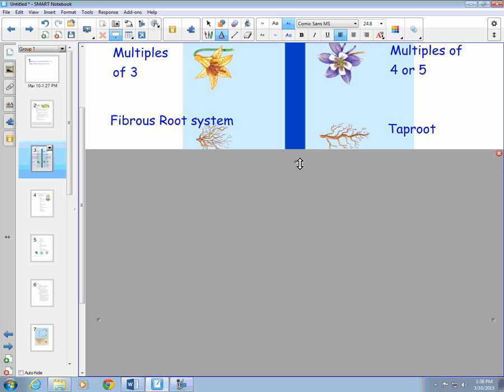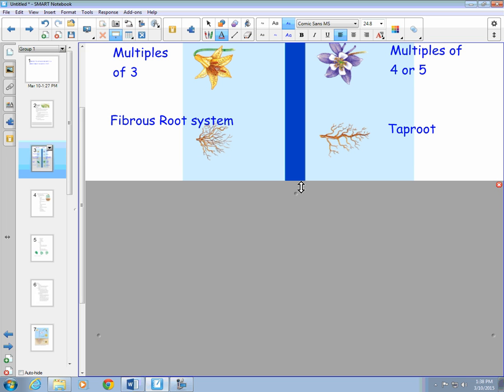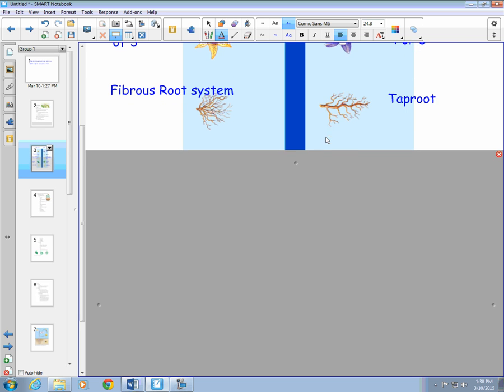If we were to look at the root system of both plants, the monocot would have a very fibrous root system. Lots of little small roots. There's no one big root that stands out, and lots of root hairs. Whereas the dicot has one large root that is the main root anchoring into the ground, and off of that taproot would be smaller fibers and some root hairs.